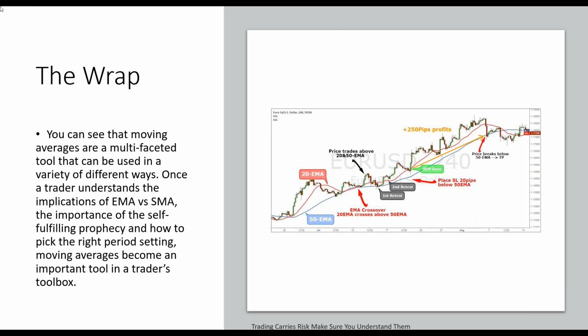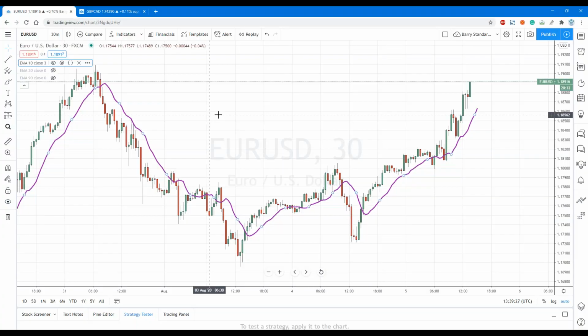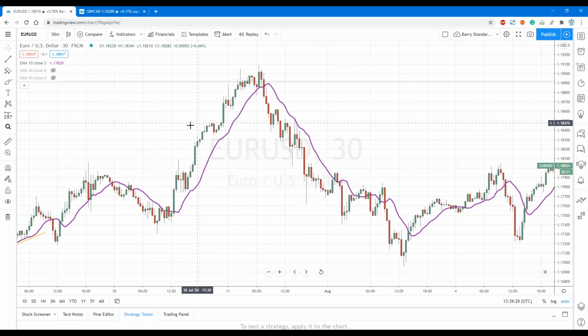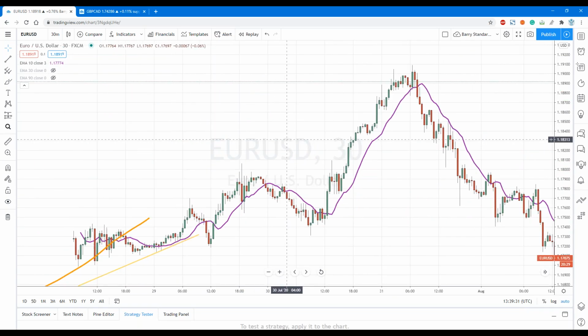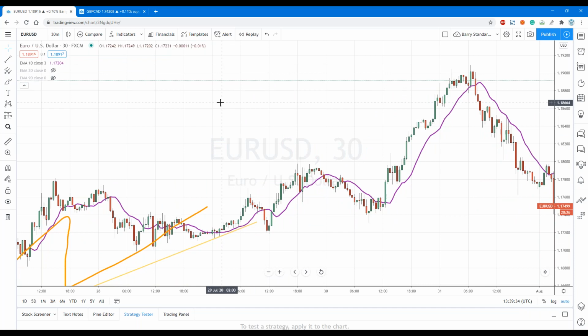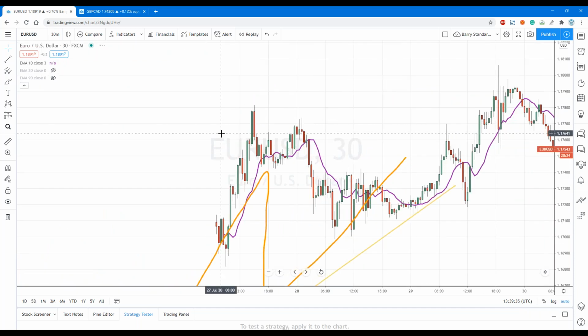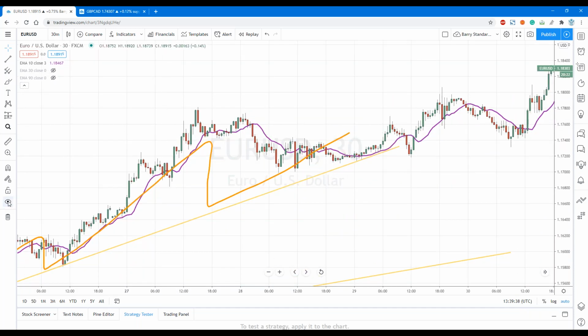Let's go back to some live charts here. When I'm trading, there are certain things that always appear on my charts. I will always have a trend line on my charts. I'll always have my moving averages on my charts. And I will always have my support and resistance on my charts. They've got nothing to do with strategy. It's what I use when I look at a chart to quickly make sense in my head.